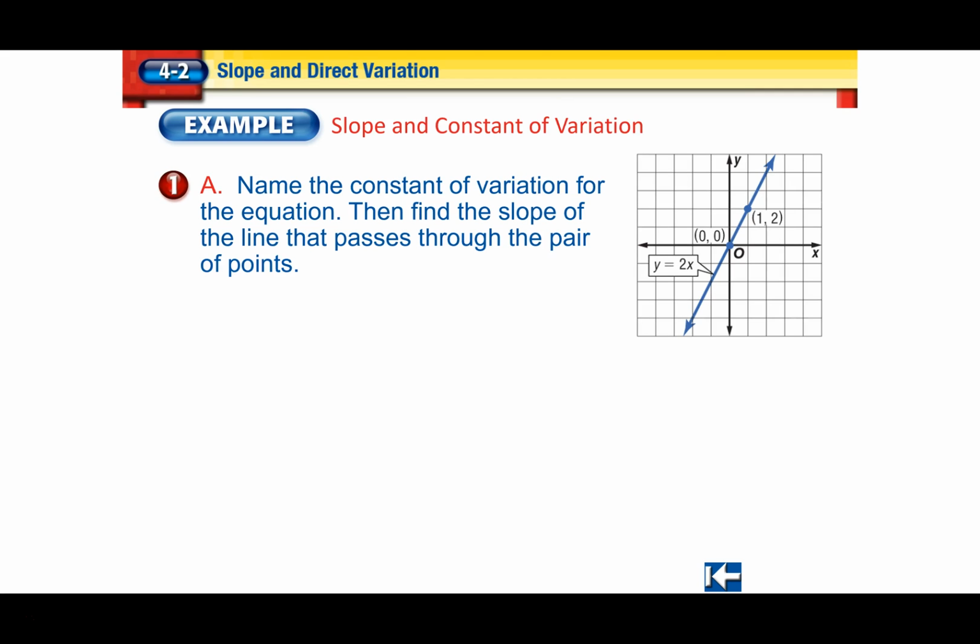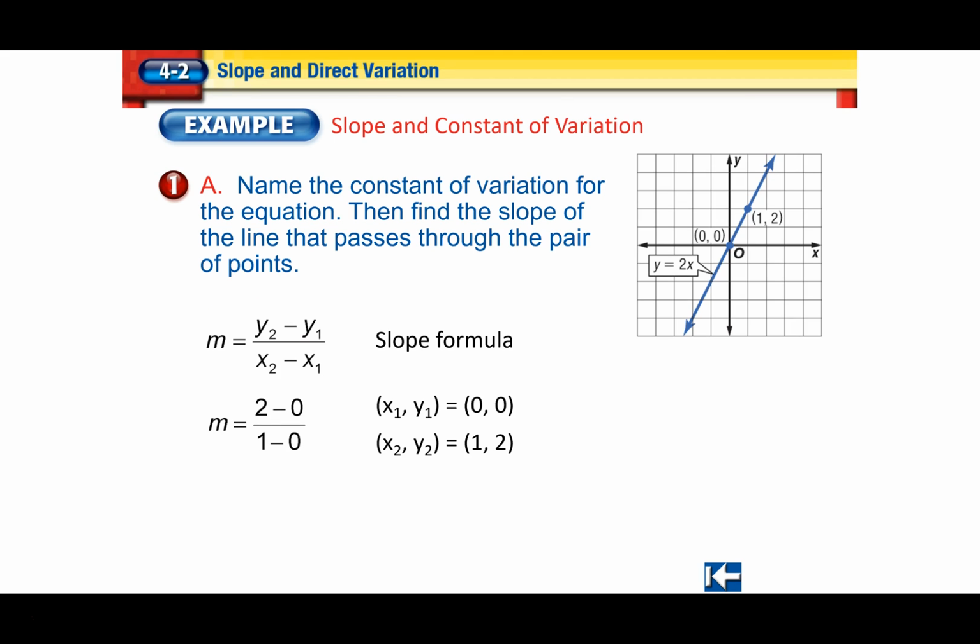All right, name the constant of variation for the equation, then find the slope of the line that passes through that pair of points. Well, we know how to find the slope. We did that yesterday. So first we're going to use that slope formula that we had yesterday. And I would probably label those all out. I'd label them over here. They did it off to the side, which is fine. You can do that too.